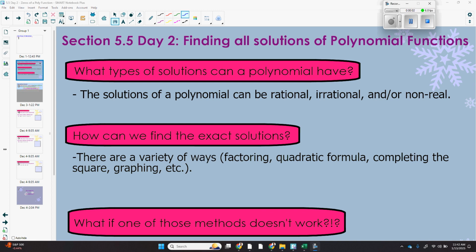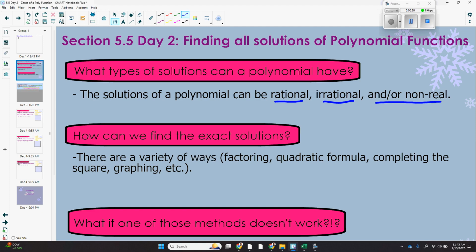Right, class, in this video we're going to be talking about how to find the solutions of polynomial functions, in particular using the rational root theorem. You don't have to write anything on this page if you're taking notes, but this says what types of solutions can a polynomial have, and of course they can be rational, irrational, or non-real.